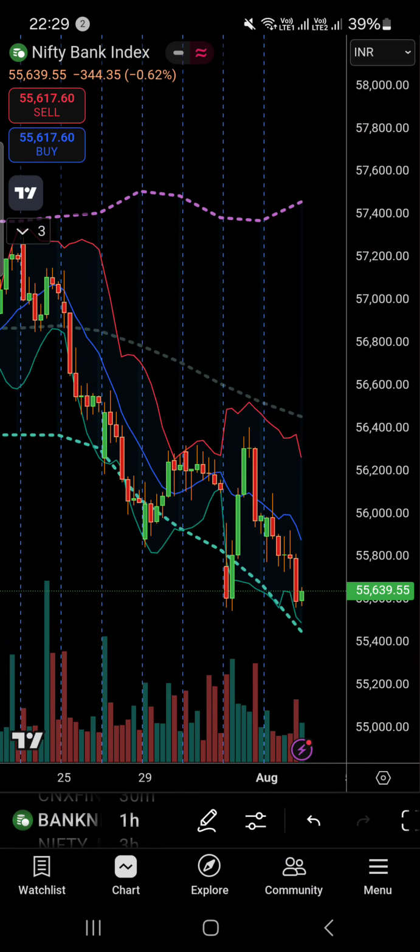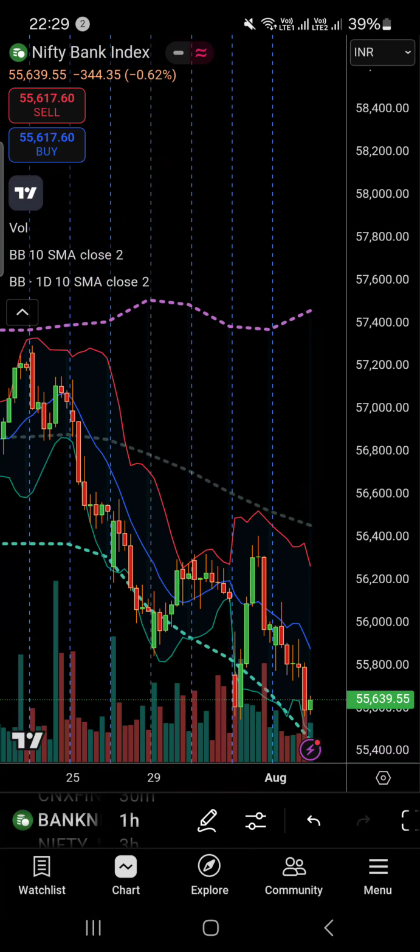I want to show and record a different Bollinger Band strategy. So here the strategy is very simple. Just add two Bollinger Bands in your chart. This you can say is an intraday strategy.